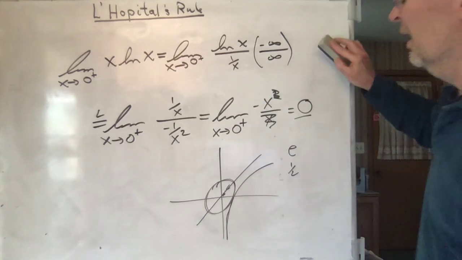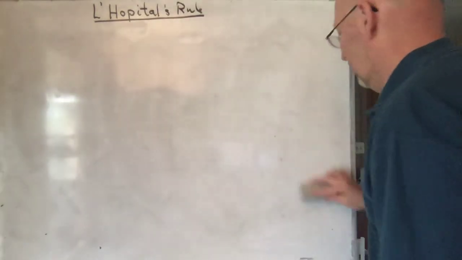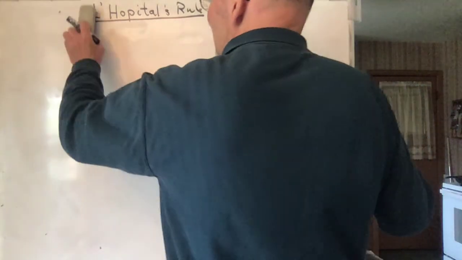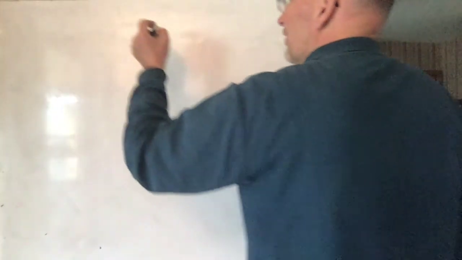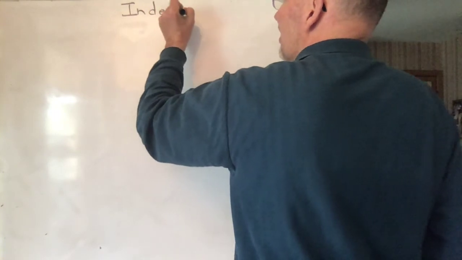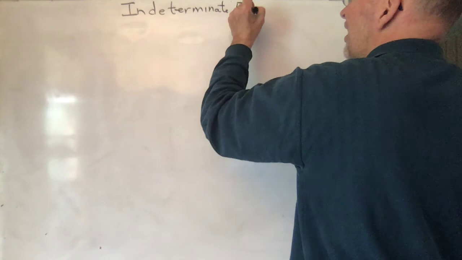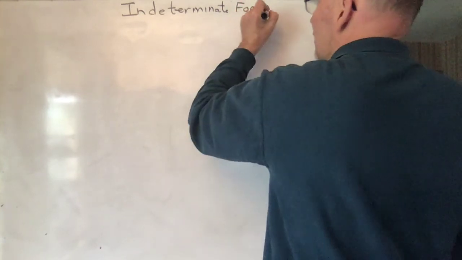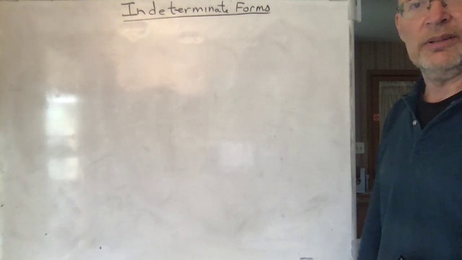So, there's the rest of L'Hopital's rule. And in the next lesson, now we're going to use that to find some really interesting limits. They're called indeterminate forms. In fact, I'll mention it right now. And this is where we'll pick up in the next lesson. Very good.